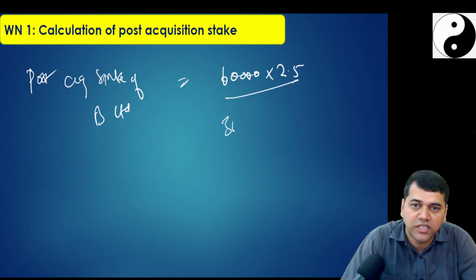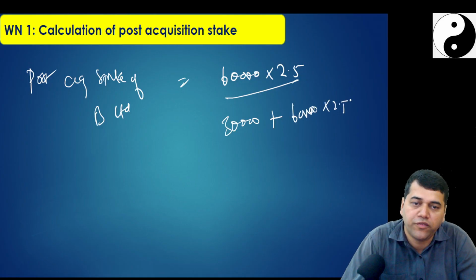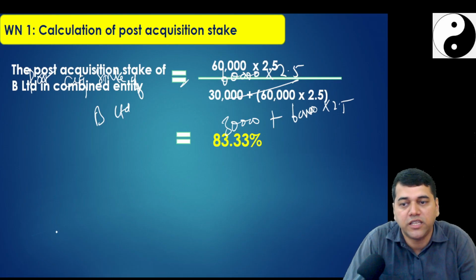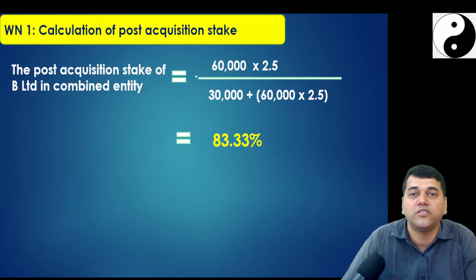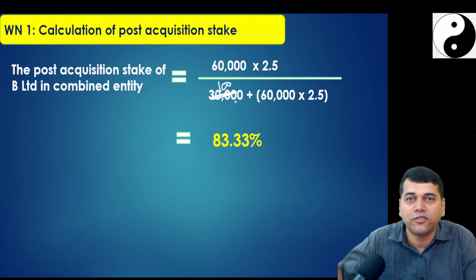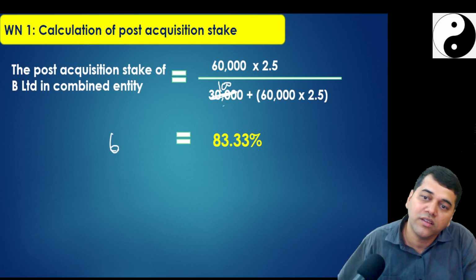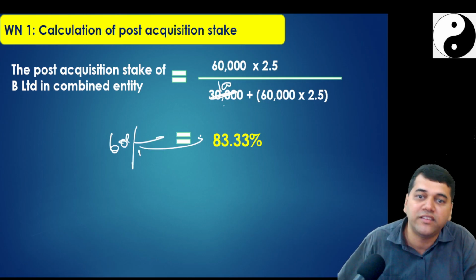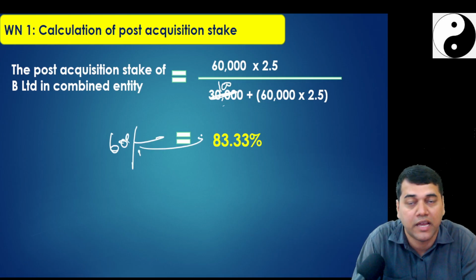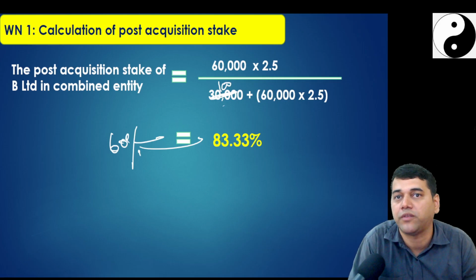Divided by 30,000 shares they already had plus 60,000 into 2.5. See the difference between this question and the previous question. In the previous question, since the face value was 3, it was 100 shares. In this question, the face value of A is 10, it is 30,000 shares. Because of this, from 60%, it is increasing to 83.33%. Have you understood the difference between this and the example question? All the difference is because of the 10 rupees face value.